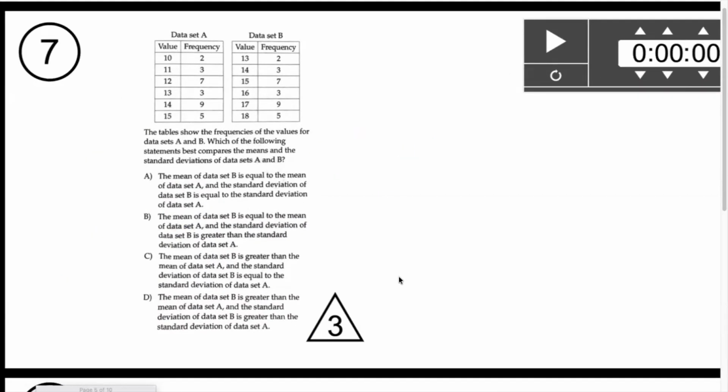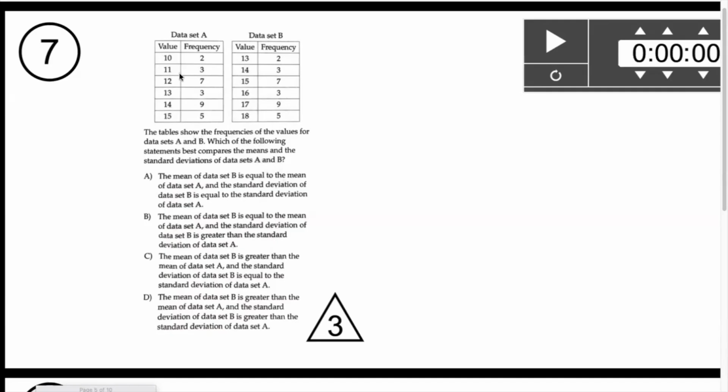Okay. This is one where we should be able to do it without making any calculations. The thing is this: to find the mean of a frequency table could take a bit of time. We have 2 10s and 3 11s and so on. We'd have to multiply and add those and then divide by the total. So we don't want to have to do that.